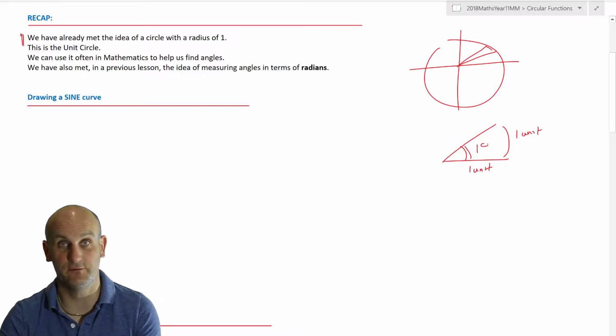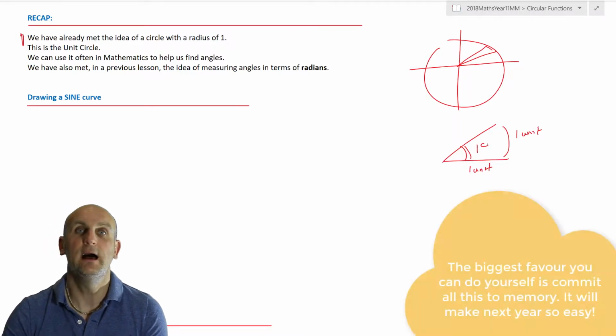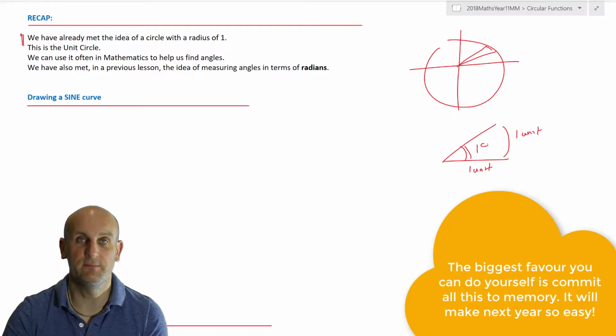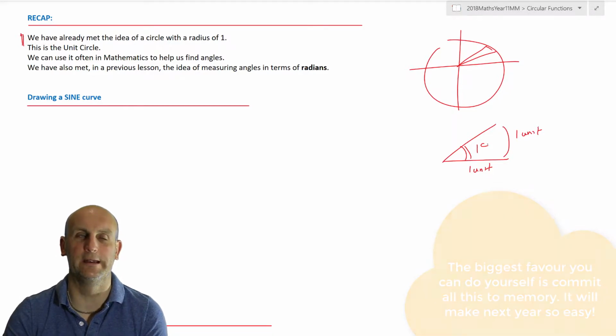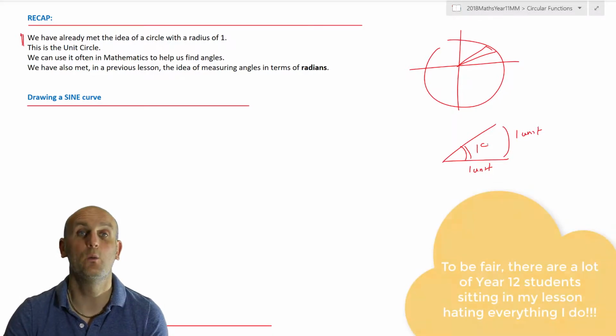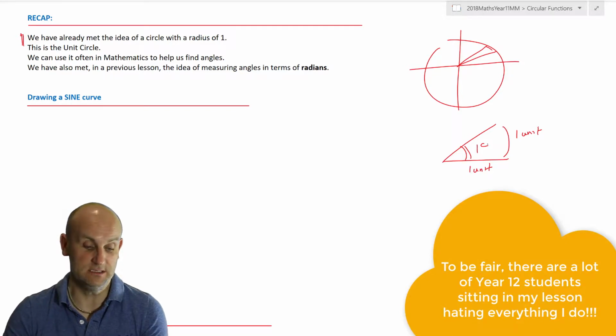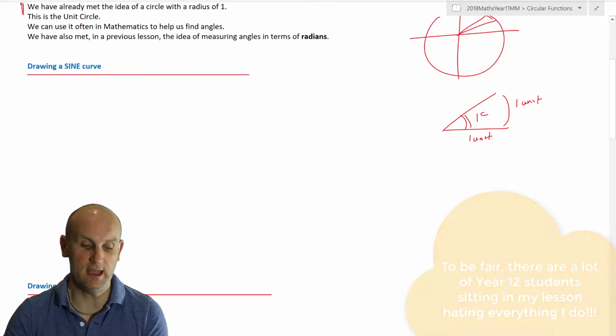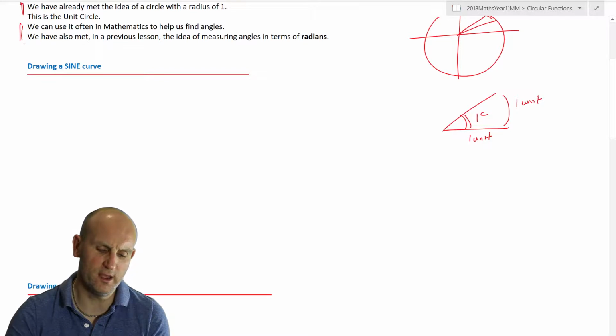In fact, a lot of maths comes from this thing called the unit circle. And there's a lot of year 12s who sit in my lessons and go, no, not this again. I didn't understand it the first time. I don't know why. It's interesting. It's not particularly, it's a circle. Anyway, we're going to use it a lot over the time.